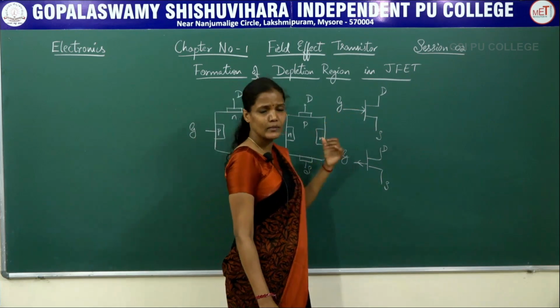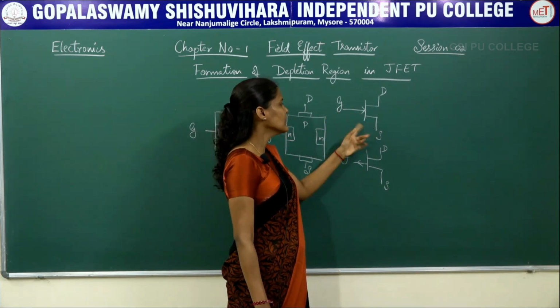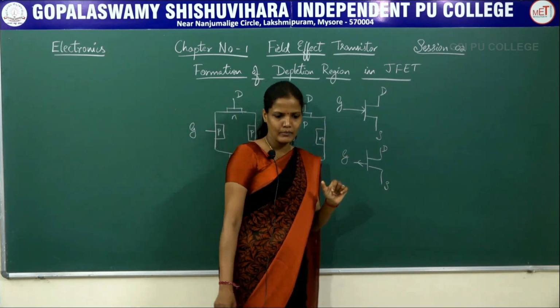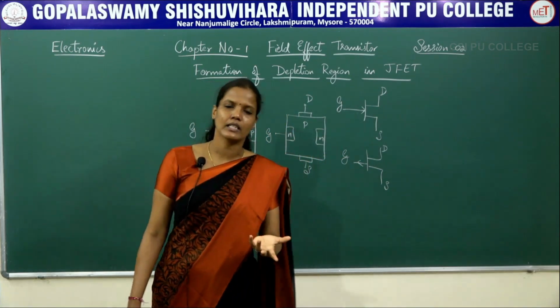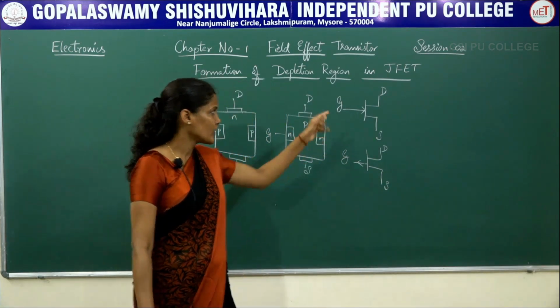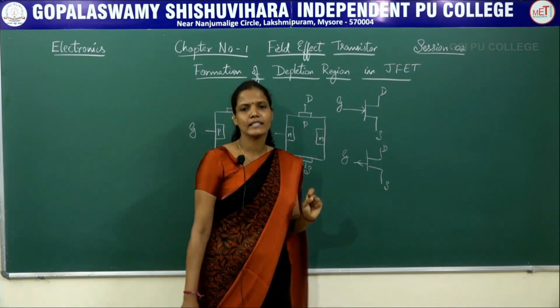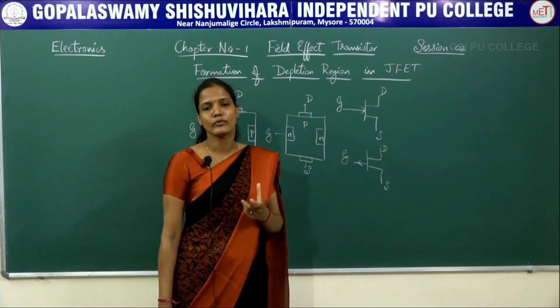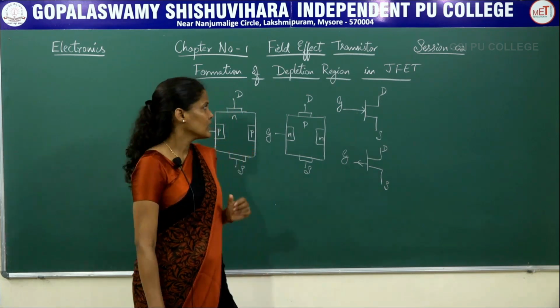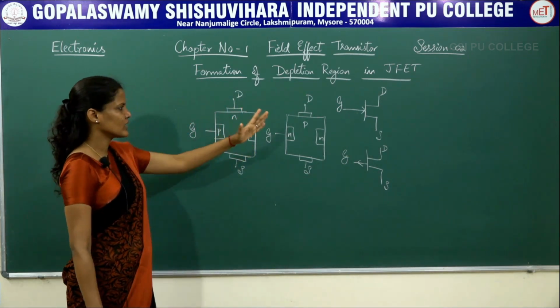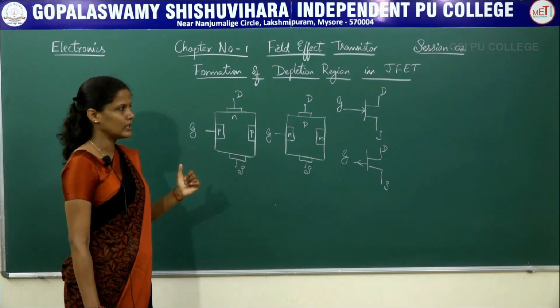And what are these terminals' functions? Source is the terminal which gives the charge carriers, drain is the terminal which collects the charge carriers, and gate is the terminal which controls the flow of charge carriers. So this is all about the construction as well as the terminals.